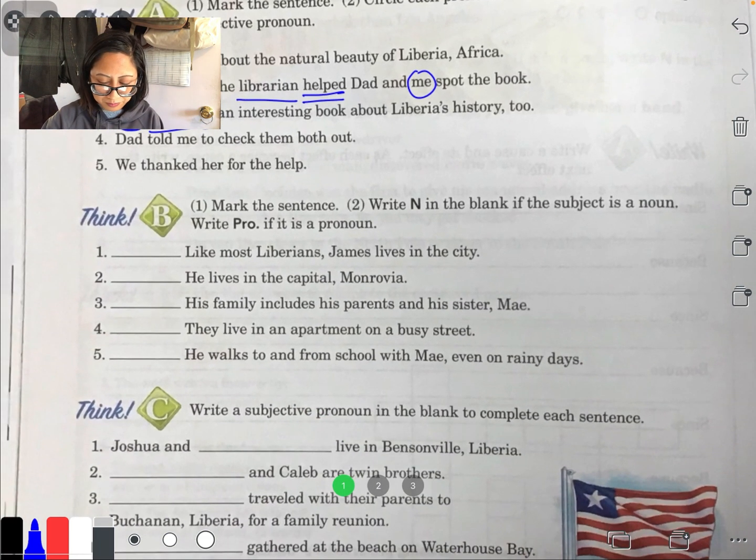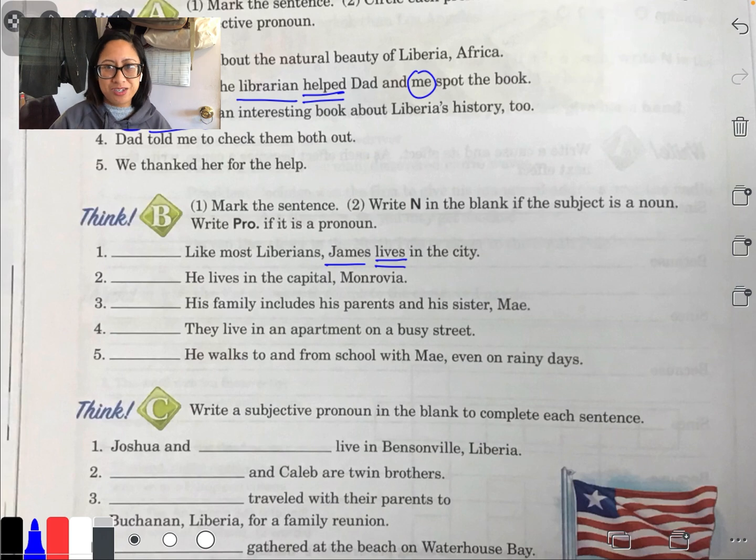Think B. Oh, fun. All right. Mark the sentence. So again, we are looking for the verb and the subject. And write N in the blank if the subject is a noun, or PRO if it's a pronoun. Oh, I see. Okay. So first, let's find the verb. All right. Number one. Like most Liberians, James lives in the city. What's he doing? What's happening? He lives. Who lives? James. Now, is James a noun or a pronoun?